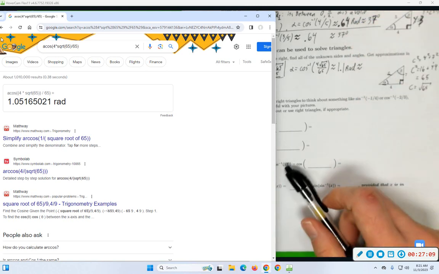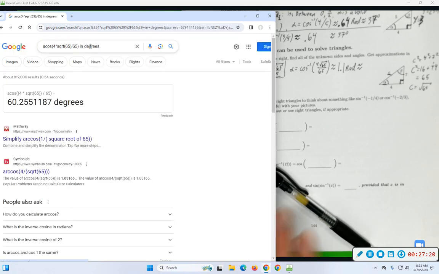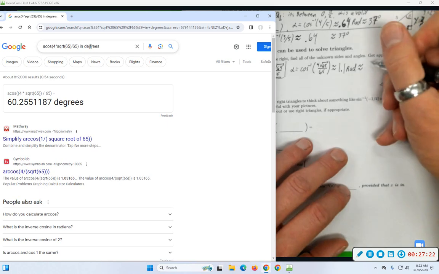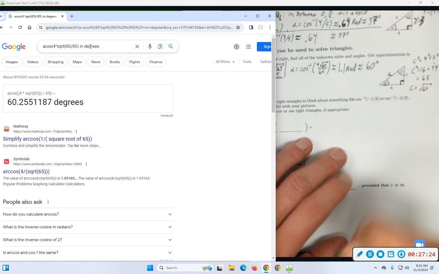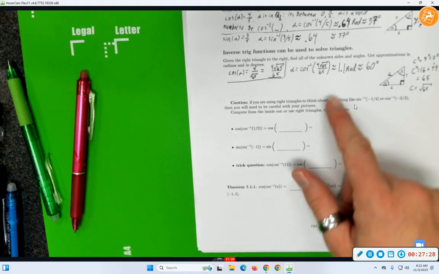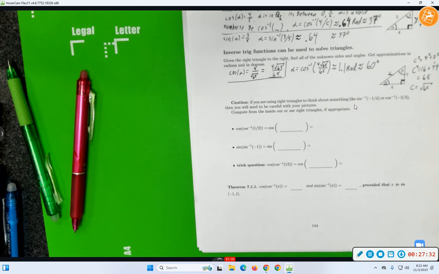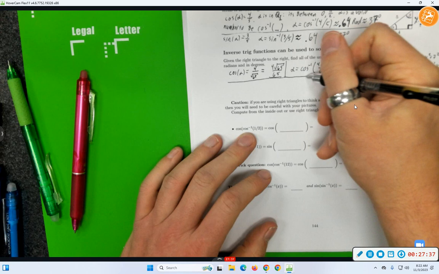Or, if you want to work in degrees, it's about 60 degrees. I guess I should have known that because 1 is about 1/3 of pi, so this should be about 1/3 of 180. Cool. So you can compute the angle alpha doing this.